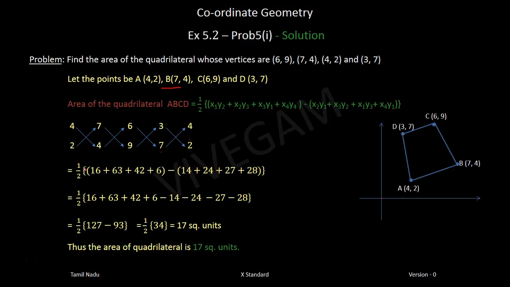So the area of the quadrilateral is half into 4 4s are 16, 7 9s are 63, 6 7s are 42, 3 2s are 6, minus, open a bracket, 2 7s are 14, 4 6s are 24, 9 3s are 27, 7 4s are 28. Now add up all these things together and subtract, both the brackets. That comes to 127 minus 93. 127 minus 93 is 34. So this into half is 17 square units. So the area of the quadrilateral is 17 square units.